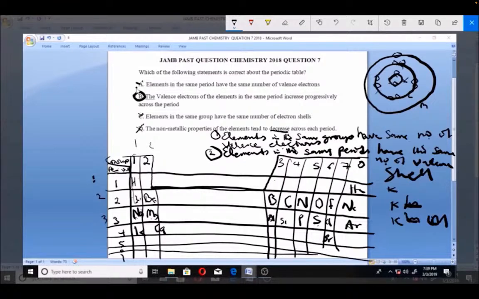So you can see I took time to draw this, so take note of this. The periodic table for the first 20 elements. Periodic table is actually the arrangement of elements according to their atomic numbers. And you can see we have 7 periods and 8 groups. Elements in the same group have the same number of valence electrons, whereas elements in the same period have the same number of valence shell. And non-metallic property tends to increase from left to right of the table, as well as the number of valence electrons also increases from left to right across the period. Thank you.